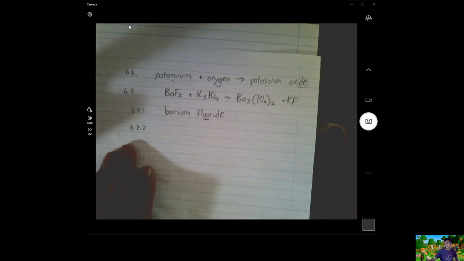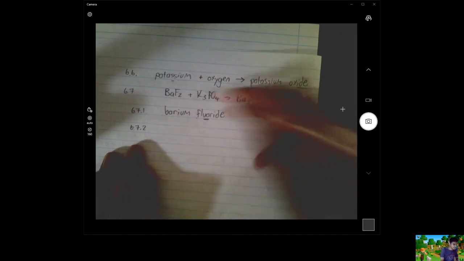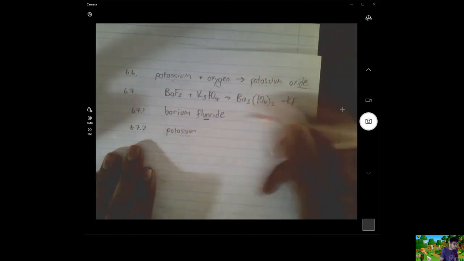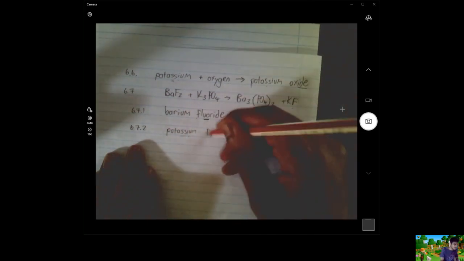6.7.2, write the IUPAC name for KF. So KF is just potassium, again with spelling, and fluorine changes to fluoride.